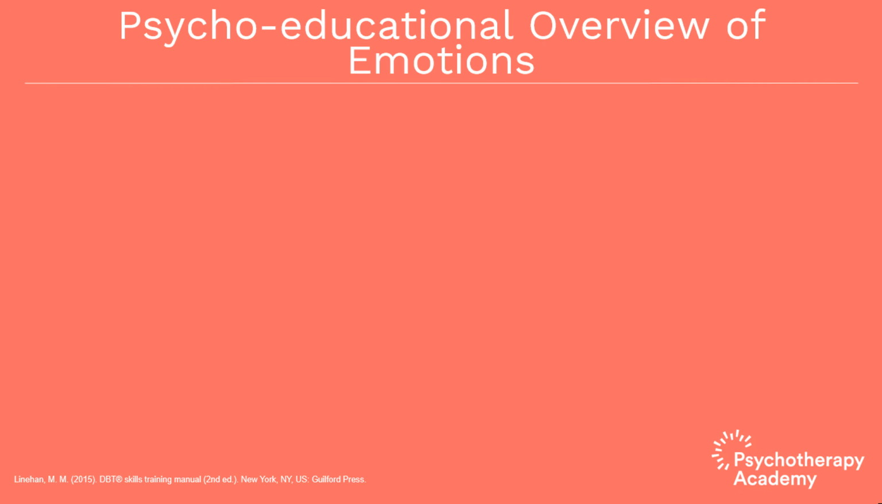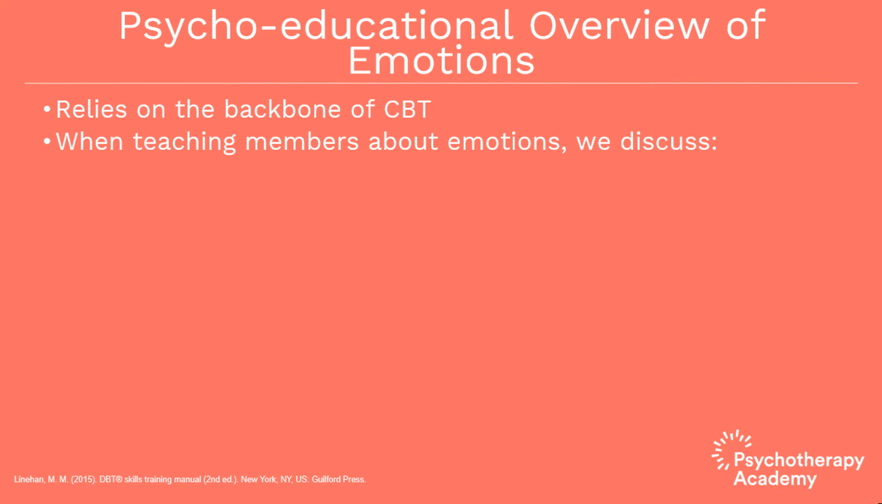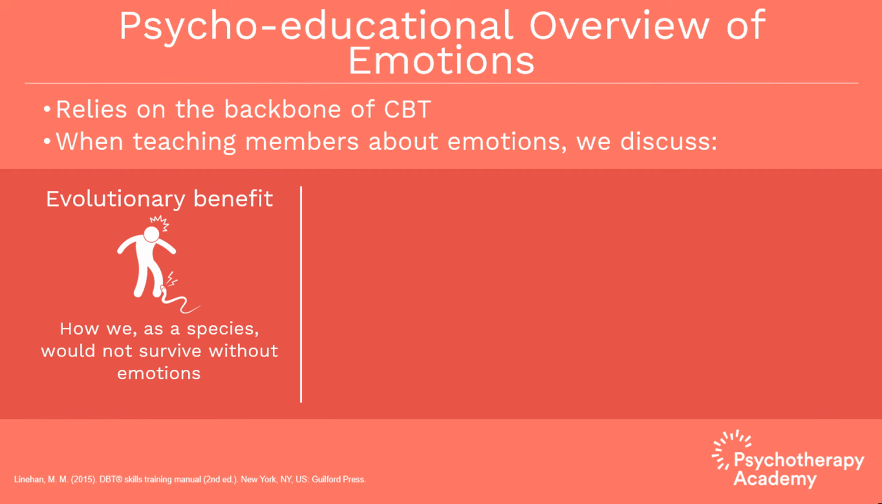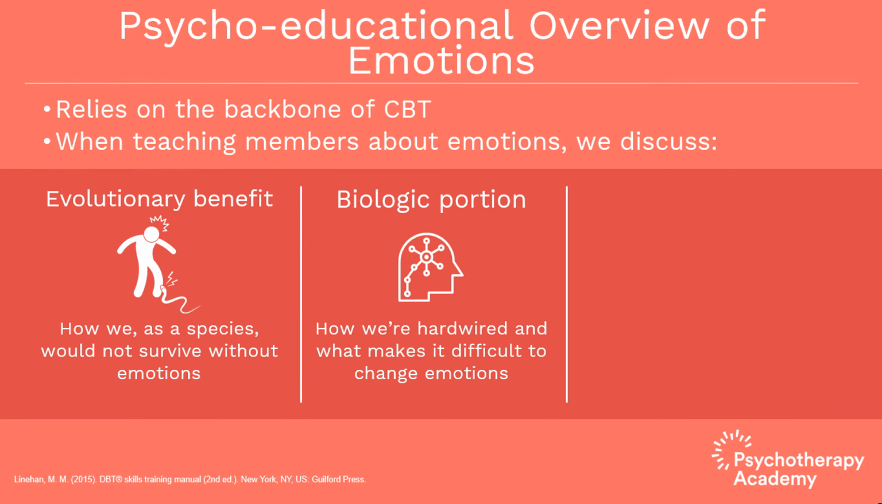The psychoeducational piece of the emotion regulation module relies on the backbone of CBT. When teaching members about emotions, we discuss the evolutionary benefit of our emotions, the fact that as a species, we would be unlikely to survive had we not had fear, anger, jealousy, any of the other emotions that you might identify. We discuss the biologic portion of emotions, how we're hardwired, and what makes it difficult to change emotion and to engage in different behavior.